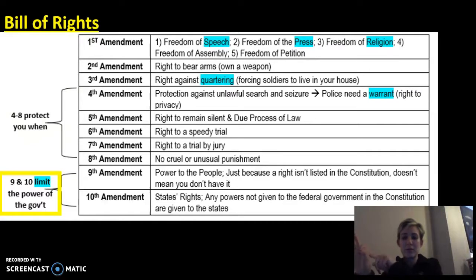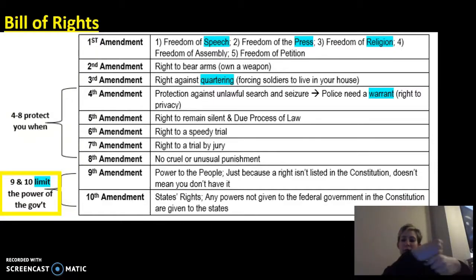1, 2, 3, here's a quarter. We have the Fourth Amendment, knock, knock, knock, don't let him in without a warrant. No unreasonable search and seizure. The Fifth Amendment, right to remain silent, due process of law. The Sixth Amendment, right to a speedy trial. The Seventh Amendment, here's you, here's the judge, here's the jury, right to trial by jury.